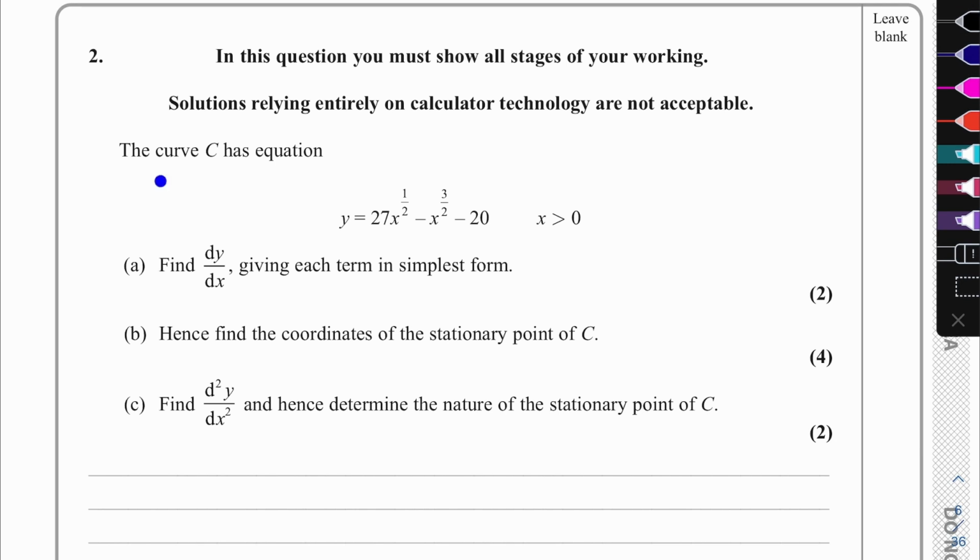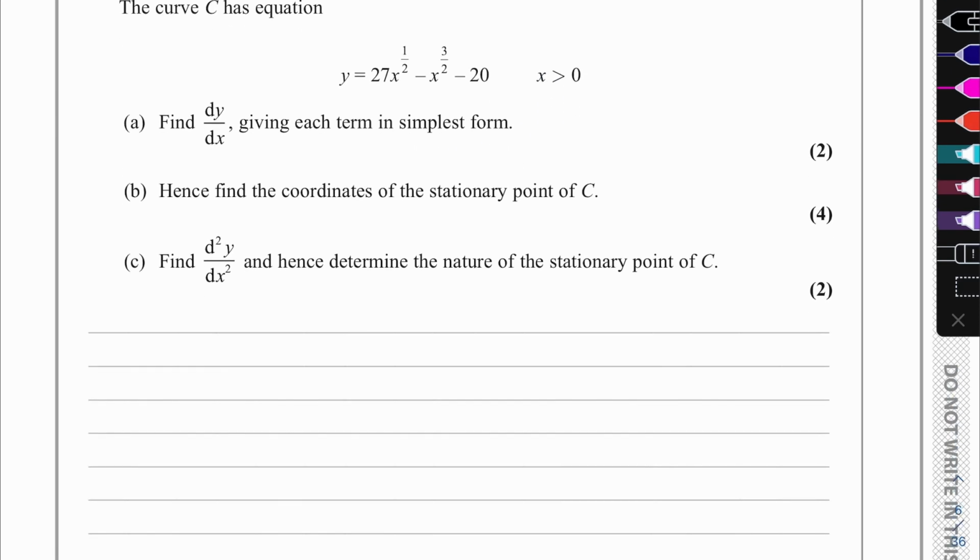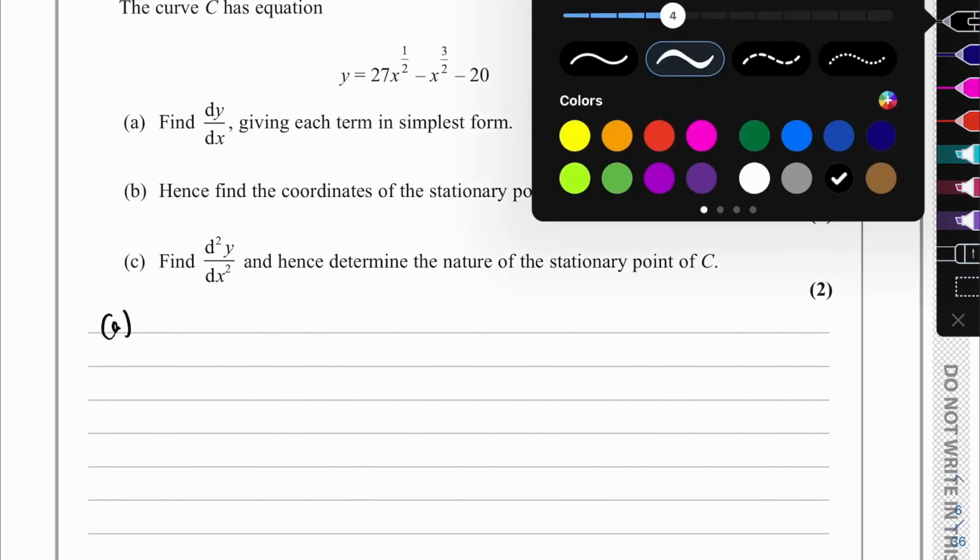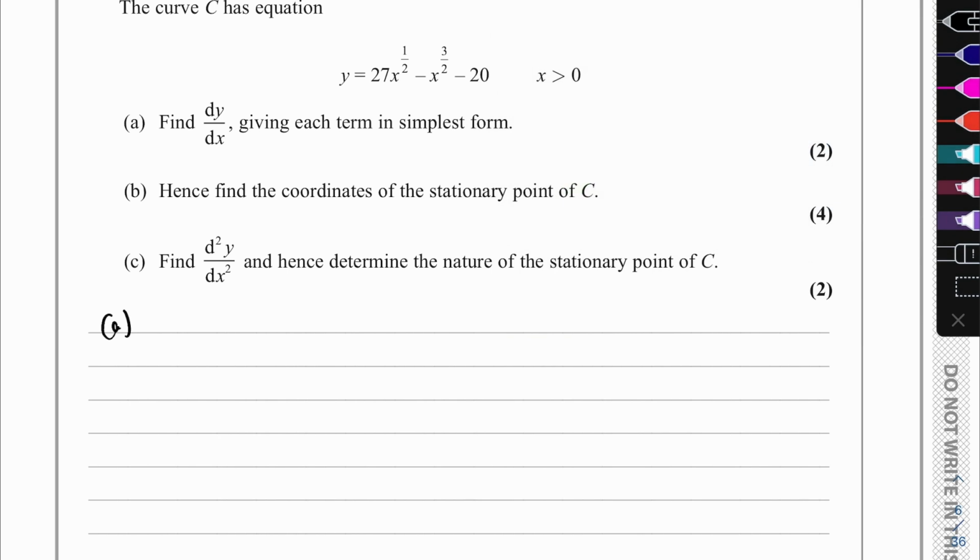Curve C has the equation y equals 27x to the power half minus x to the power 3 over 2 minus 20. Find dy by dx, giving each term in its simplest form, and they tell you that x is greater than 0. So let's now rewrite the function. I'm going to rewrite it here just because it's convenient. So y equals 27x to the power half minus x to the power 3 over 2 minus 20.